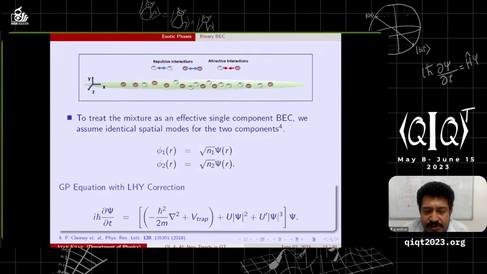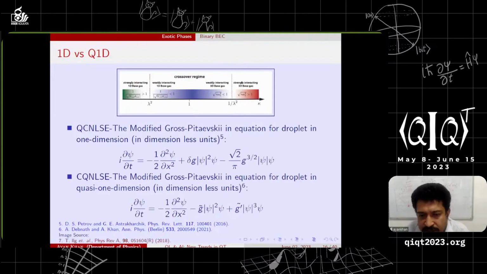So when we were studying this, we realized that Petrov had already done a calculation in lower dimension. In that 2016 PRL paper, Petrov suggested that for a Bose gas, please remember in 1D we don't have BEC, but in a Bose gas I can write an effective equation of motion where there will be a beyond mean field contribution, but this nonlinearity is quadratic in nature. This quadratic nonlinearity is the signature we get in a one-dimensional system as per Petrov's calculation.